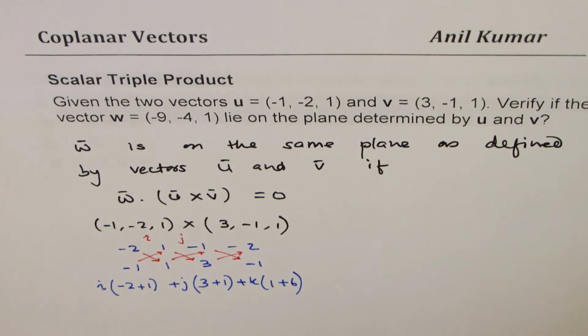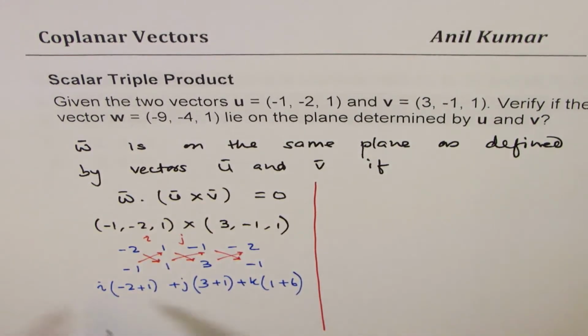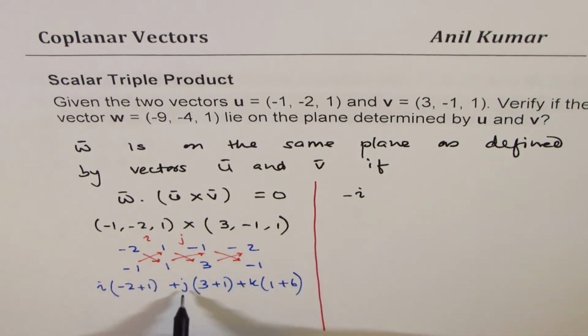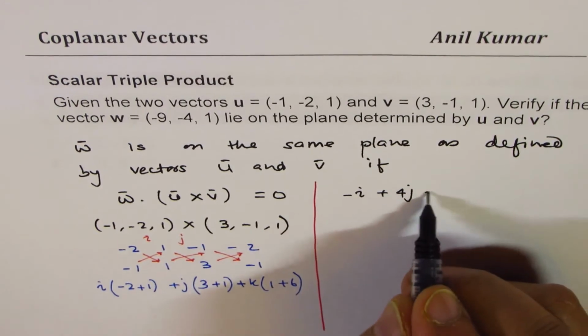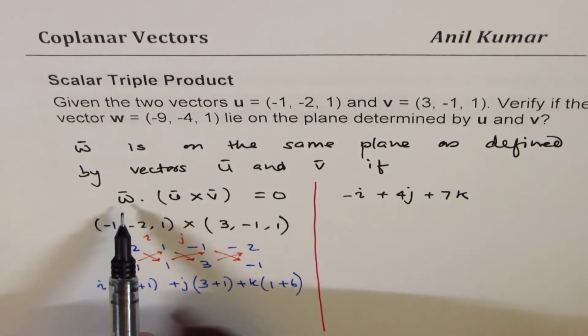So we get this as our cross product, which I could write down on the right side. So we get minus I plus 4J, and here we get plus 7K. Okay, that is what. Now let's do dot product with W.